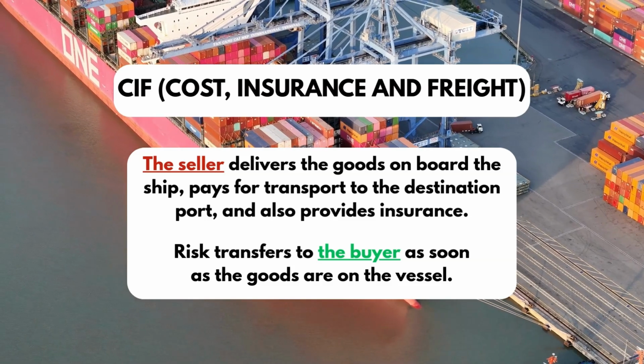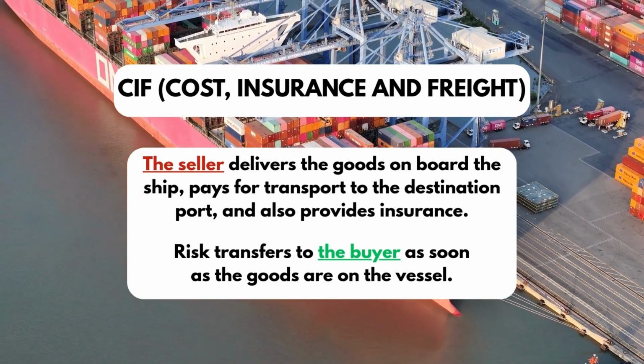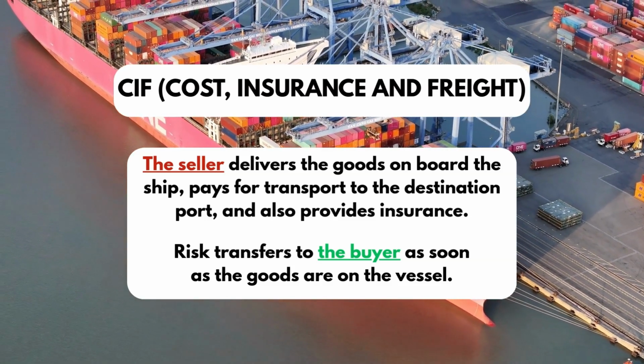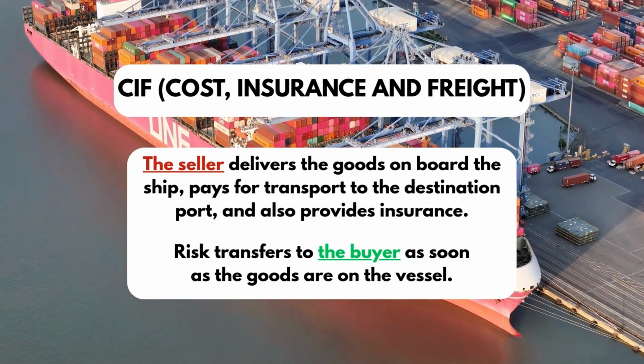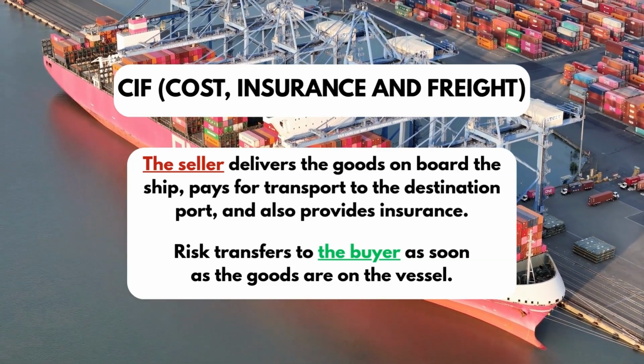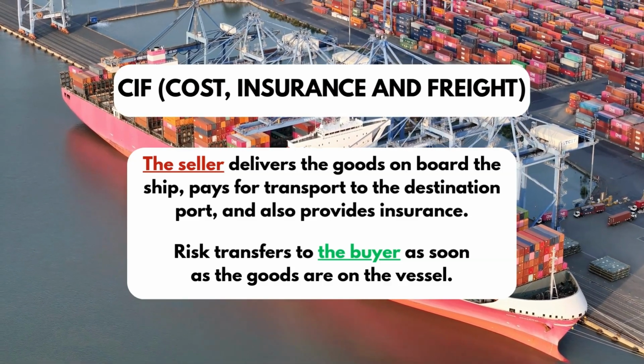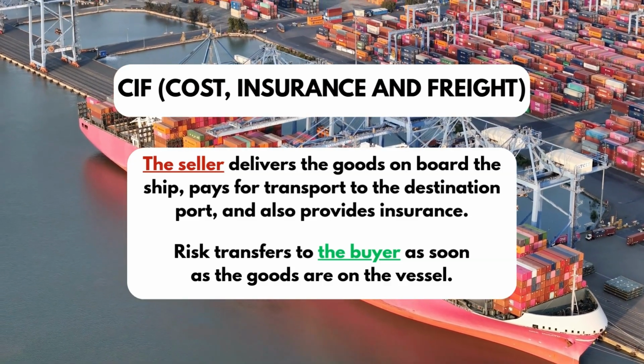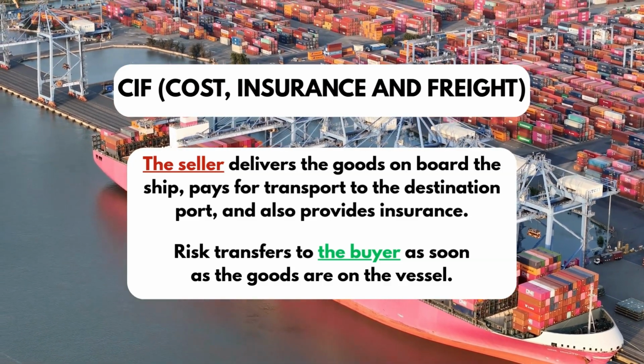CIF, Cost, Insurance and Freight. The seller delivers the goods on board the ship, pays for transport to the destination port, and also provides insurance for the buyer. However, risk transfers to the buyer as soon as the goods are on the vessel at the port of shipment, not at the destination.